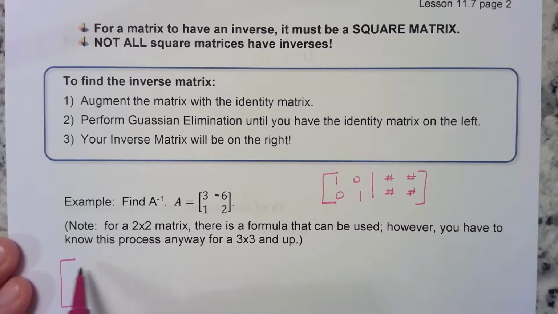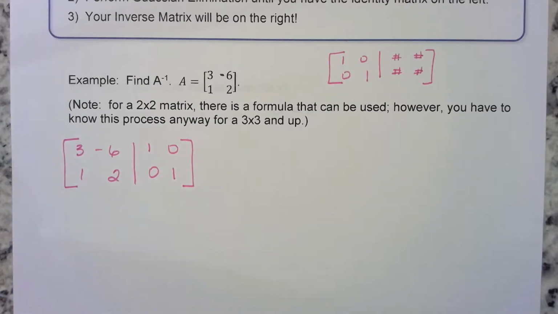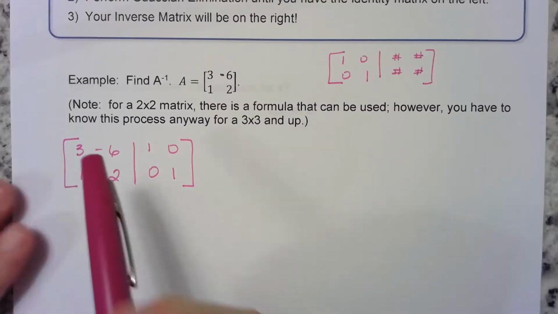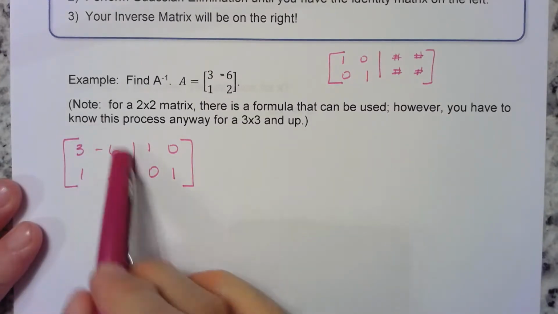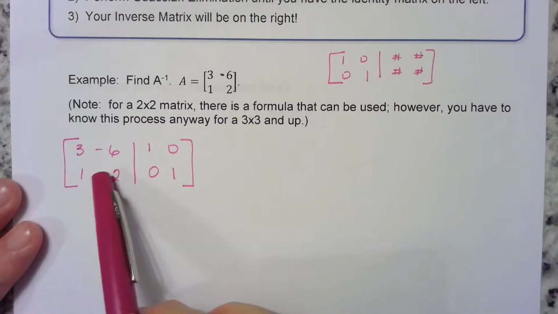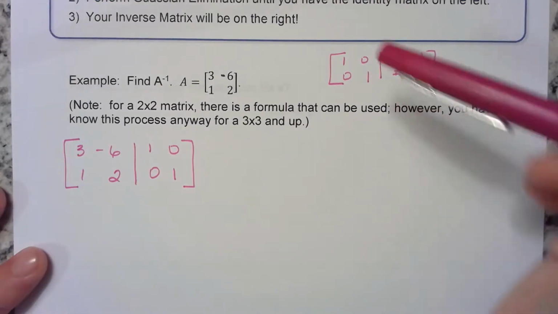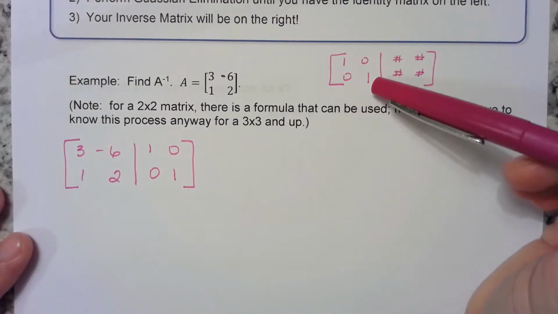So let's augment our matrix with the identity matrix. Now we're going to do those row operations that we learned in 11.6 to put this into the form where the identity matrix is on the left. So it has 1s and 0s on the left, and our inverse will be on the right. Well, remember, the first thing you have to do is get the 1, then the 0, then the 1, then the 0.